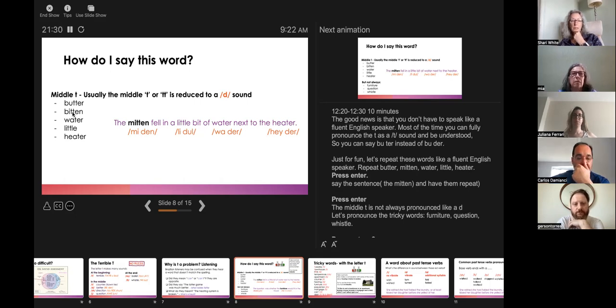Does everybody know what bitten means? No? Okay. So for example, the dog bit the cat. The cat was bitten, now I'm pronouncing it like an English teacher, by the dog. Okay, so it's the past participle of the word to bite. The cat was bitten.